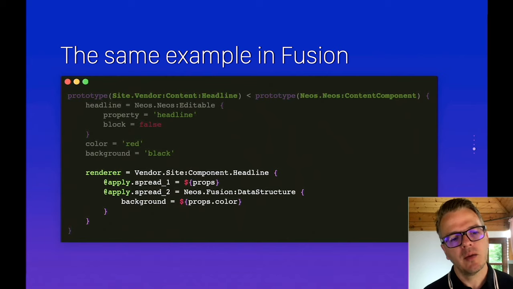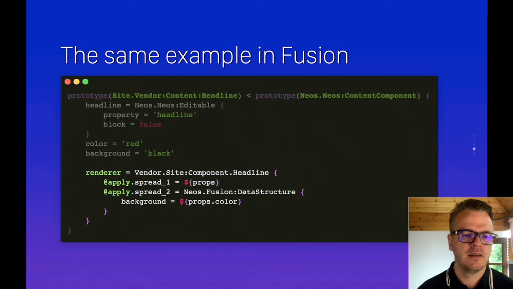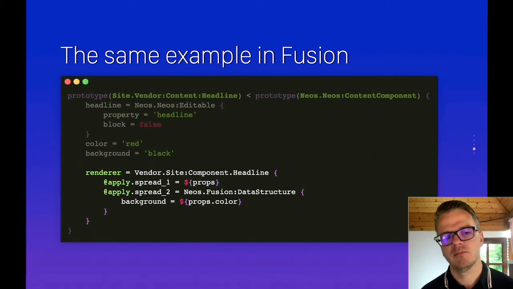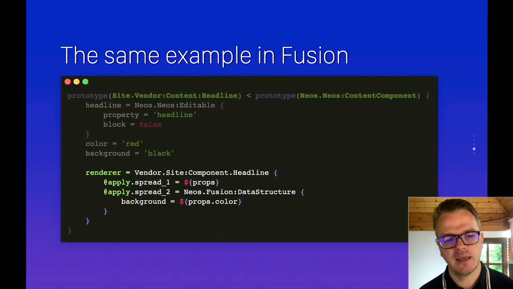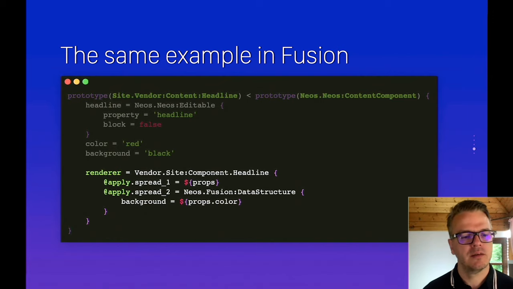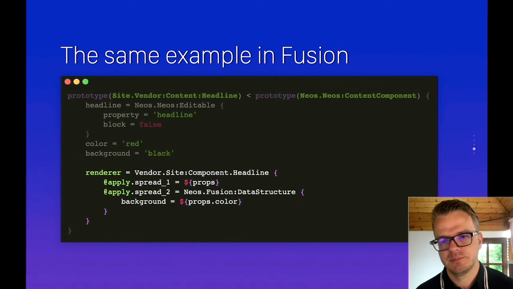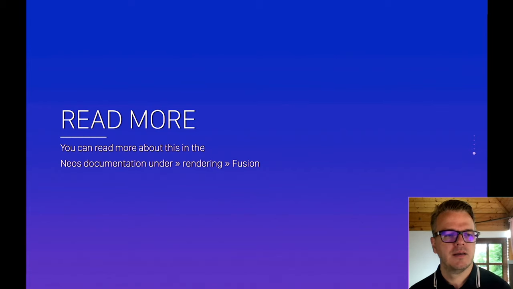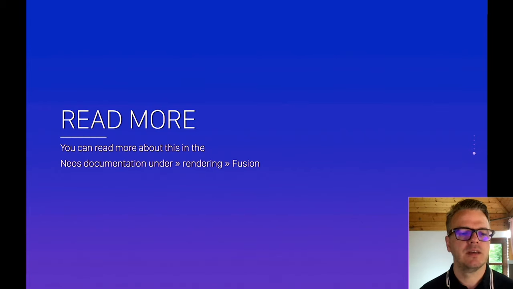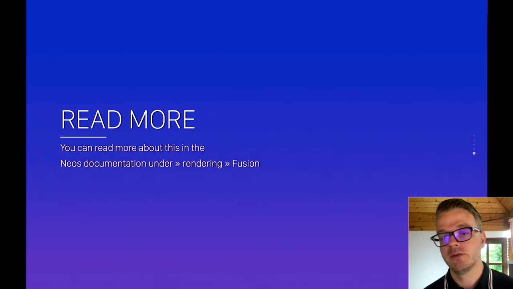And here we have the same example in Fusion. It's just apply spread props, the spread one. You can name it like you want. I just write it like that, like the AFX parser compiles it so that you can compare it. It's basically the same. And you can read more about this in the Neos documentation under Rendering Fusion. It's also linked on this slide later if you visit it.